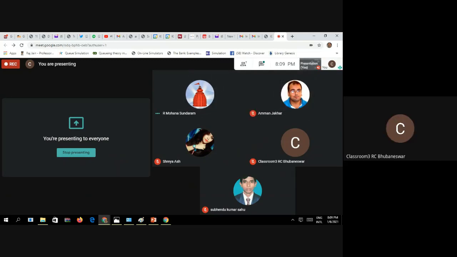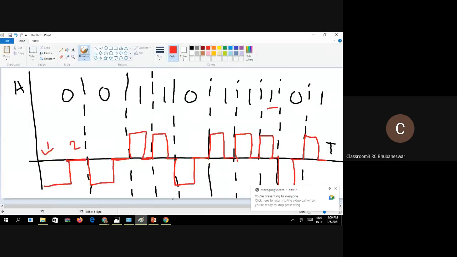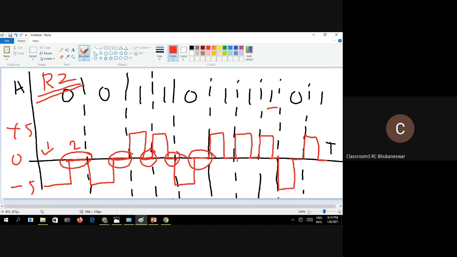So the name of the scheme is RZ. R stands for return to 0. Last time I already defined non-return to 0. But this time, every time I have to return to 0. This is the +5, this is the 0, this is the -5. Every time I am returning to 0. That is why the name of the scheme is RZ, return to 0. So this is the return to 0, RZ scheme.